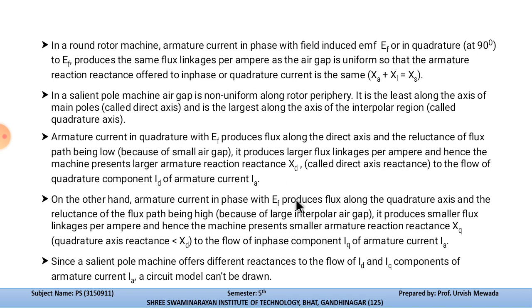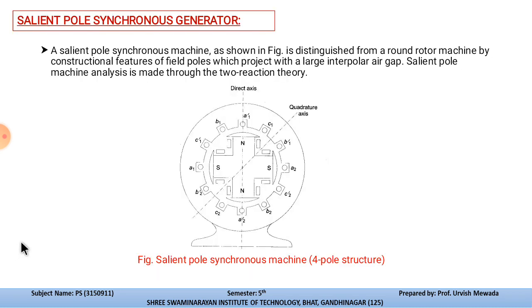On the other hand, the armature current in phase with the EF produces flux along the quadrature axis, and the reluctance of the flux path is high. As I already explained, the quadrature axis has a large reluctance. Over here you can see that this is the quadrature axis, and this is the distance to the rotor, so air offers the maximum reluctance to the flux lines.